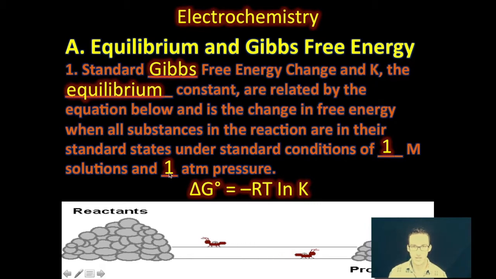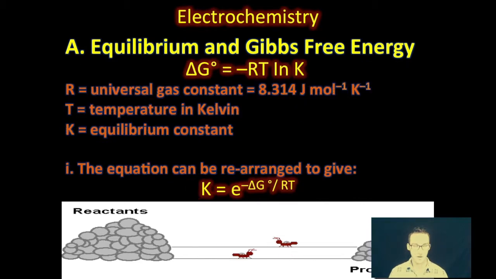All right, to start, standard Gibbs free energy change and K, the equilibrium constant, are related by the equation expressed here, and it is the change in free energy when all substances in the reaction are in their standard states under standard conditions of 1 molar solutions and 1 atmosphere pressure. As you take a look at the equation that relates Gibbs free energy change and your equilibrium constant, it looks really complex. At this point, we're just going to plug numbers in and chug and see what the sign is for your Gibbs free energy to help us understand what's going on with that redox reaction in this electrochemistry unit.